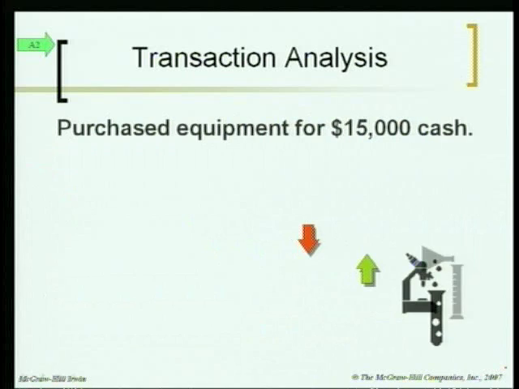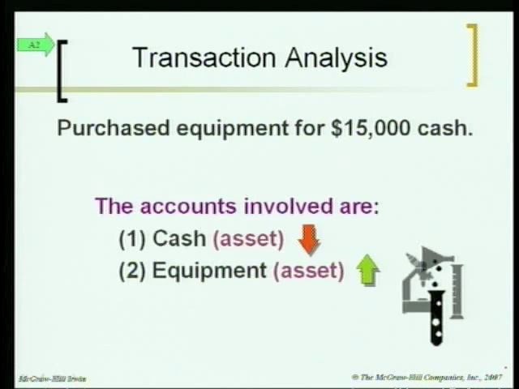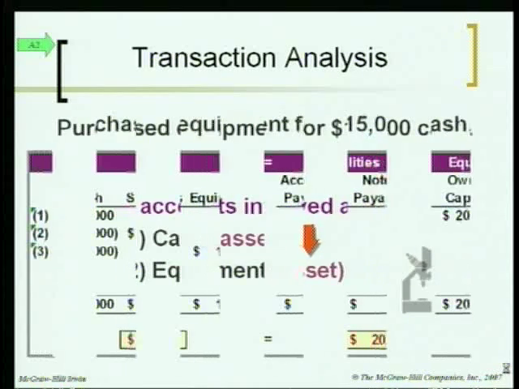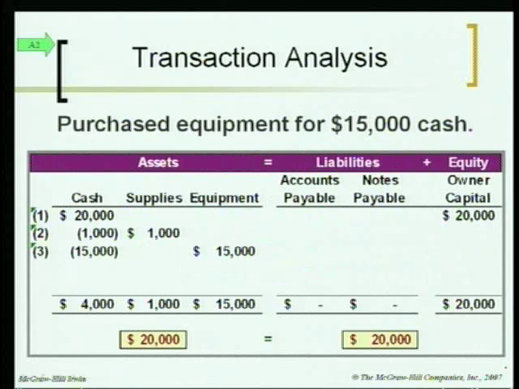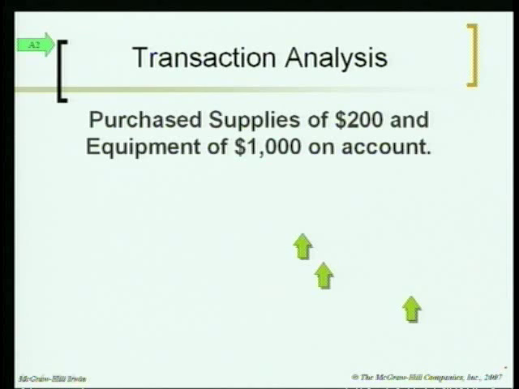Third example. Let's say we purchased equipment for $15,000 cash. Well, cash goes down. That's an asset. Equipment, another asset, goes up by $15,000. How does that look? Well, just like as it's shown. Cash is decreased by $15,000. Equipment is increased by $15,000. Does the accounting equation remain in equality? It does, doesn't it? Fourth one. We purchase supplies of $200 and equipment of $1,000 on account.